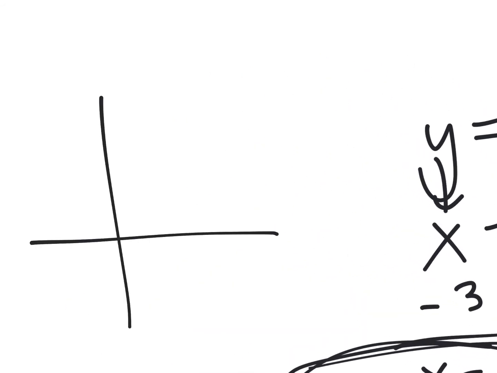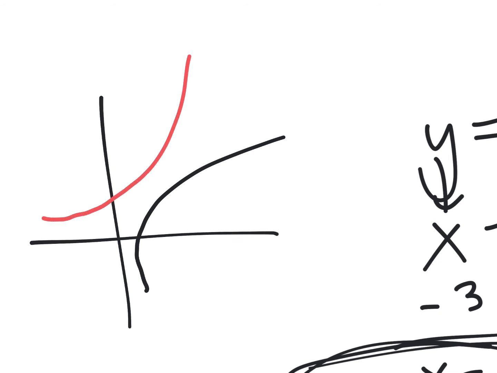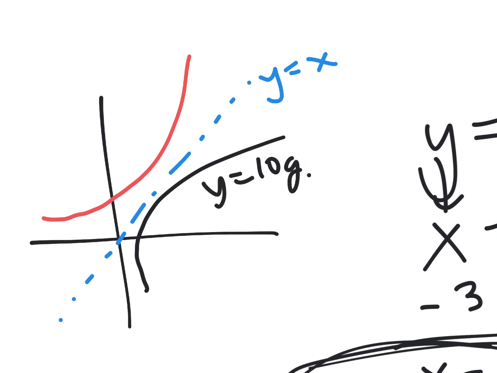Here's a log graph. Here is an exponential growth graph. And they're a reflection across the line y equals x. Look at that. They're a reflection, which makes them inverses of each other. So log, that's this one, log base 2 of x, for instance. And this one, which would be y equals 2 to the x.